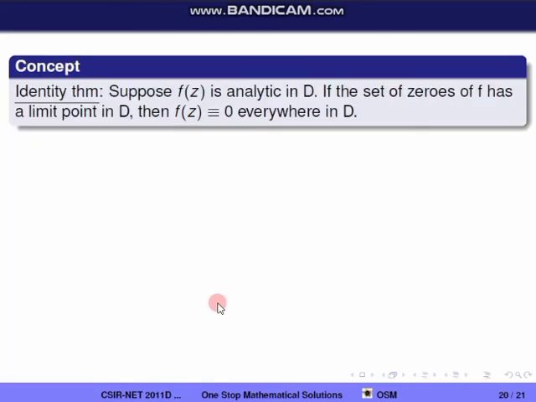So first of all, we will look into the concept used. The identity theorem says that suppose f of z is analytic in D, where D is like the unit circle, and if the set of zeros of f has a limit point in D, then f of z is identically 0 everywhere in D. So now we'll move on to the question.